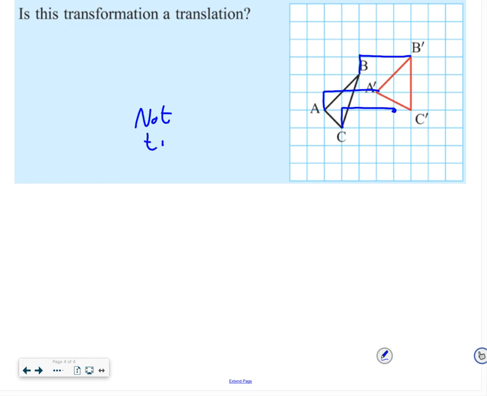Another reason I can argue that it's not a translation is it did not preserve its size or shape. Okay, if we look at this image, we have 2 different triangles. So when we're doing a translation, we should always preserve our size and shape. Here we have 2 different size triangles, so it's not a translation.